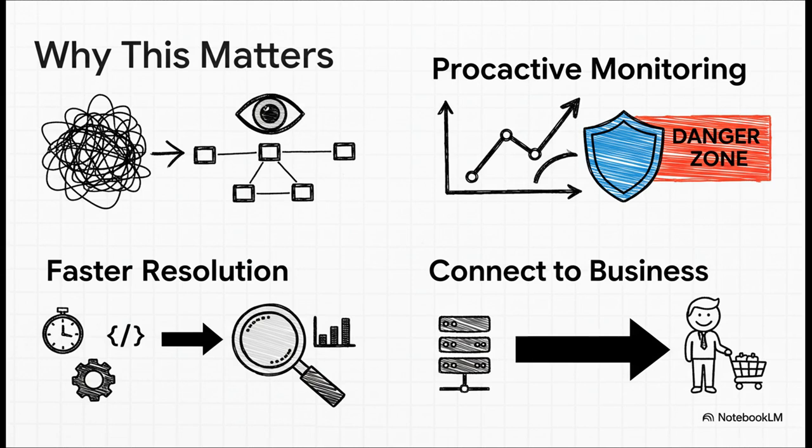It matters because you're trading guesswork for instant understanding of your entire architecture. You are shifting from being reactive to being proactive, catching problems before they become outages. It means you can solve problems in minutes, not hours, because the system connects all the dots for you. And maybe most importantly, you can finally draw a straight line from your technical performance to the actual business impact.